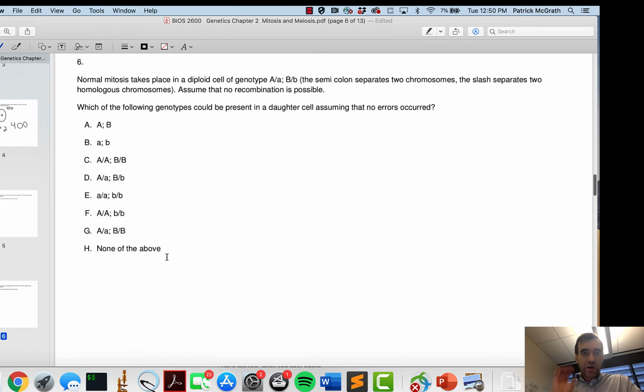Number 6, normal mitosis occurs in a diploid cell of genotype big A, big B, little b. Now what happens in mitosis? This question is easiest to answer if you remember that mitosis is a conservative process. The goal of mitosis is to create exact copies of DNA, so the result will be the same as the starting genotype. And so the answer is big A, big B, little b.